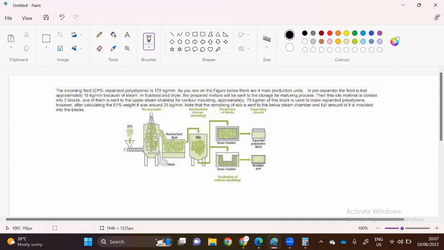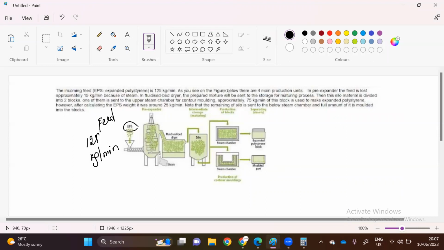Okay. Let's go. The incoming feed, EPS, expanded polystyrene, is 125 kilogram per minute. It means this is feed, right? So keep in mind that while solving any questions from the material balance or energy balance topic, you need to look at the sentence one by one. So you need to do your calculation step by step in a wise manner, okay? So for example, it says that our feed is EPS, expanded polystyrene, and its feed amount, the mass flow rate, is 125 kilogram per minute.